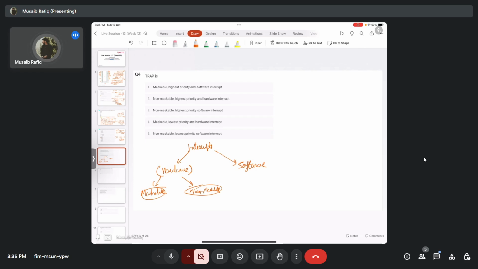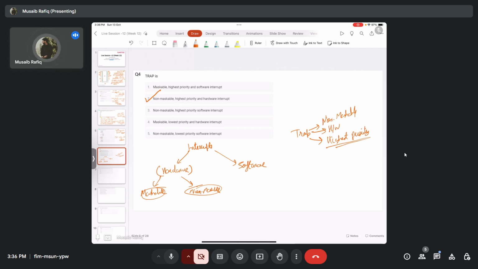Maskable interrupt is basically where the programmer can enable or disable the interrupt, and in non-maskable it cannot. And your TRAP, as rightly pointed out by one of the students, is your non-maskable hardware interrupt, and of course of highest priority as we saw last week as well. So that means you have option 2. Hardware interrupt is basically when a microprocessor receives interrupt signals through pins of the microprocessor. So when you receive the interrupt signals on pins of the microprocessor, you call this a hardware interrupt.